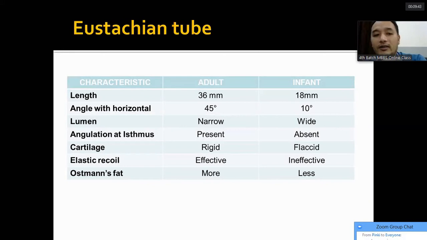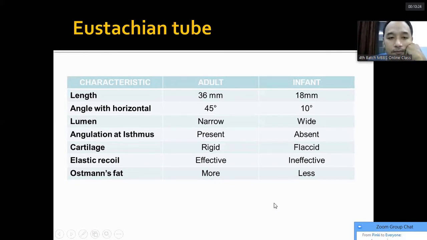The reason for explaining these differences is to show you that the adult Eustachian tube functions much better than in infants. That's why in infants there is a high chance of upper respiratory tract infection entering the middle ear and causing middle ear inflammation. So these are the differences between the adult and infant Eustachian tube. The length is longer, the angulation is steeper in adults, the lumen narrow. In all these factors, the adult Eustachian tube is more effective and more functional than in infants.